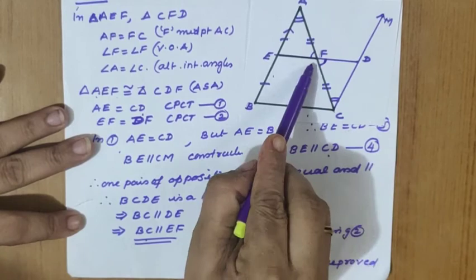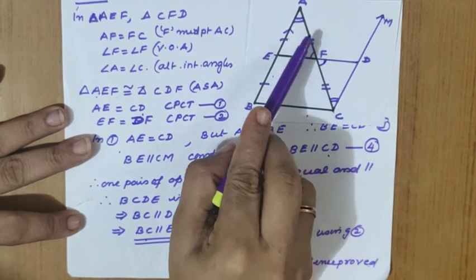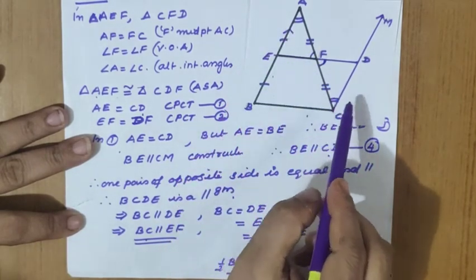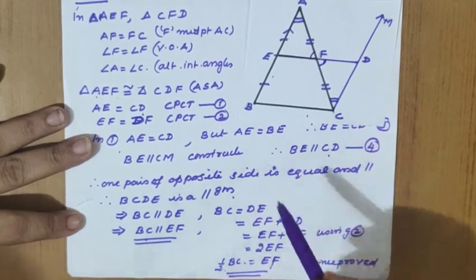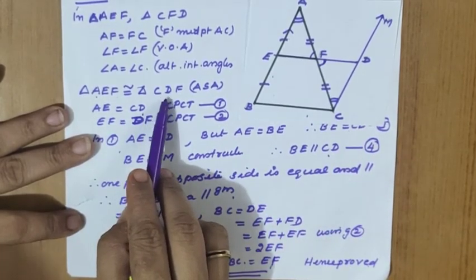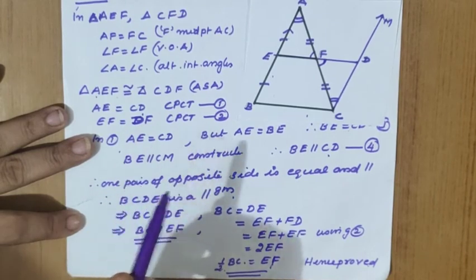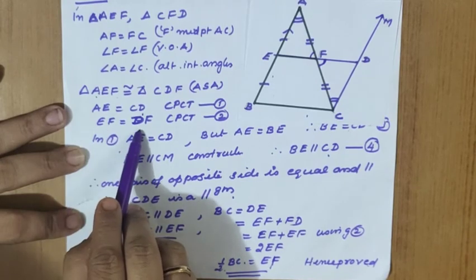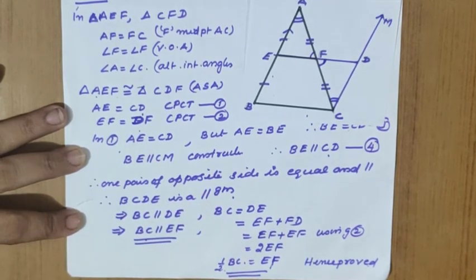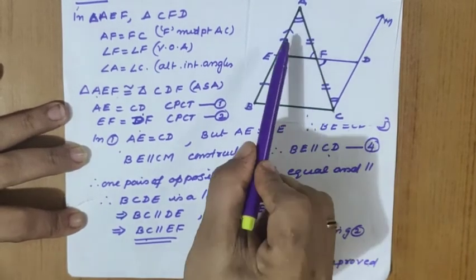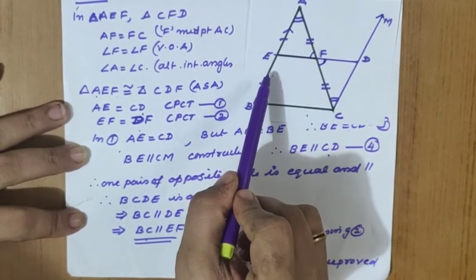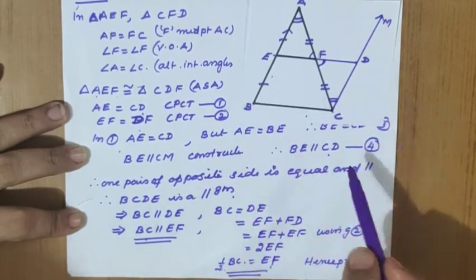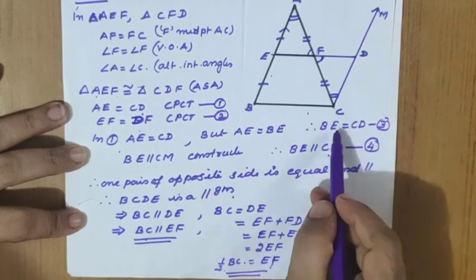ASA criteria. The first angle is F, vertically opposite angle. A and C are the alternate interior angles. Then AF equal to FC, that is the midpoint property. So we got triangle AEF congruent to triangle CDF by ASA. By this CPCT we can write AE equal to CD and EF equal to DF. Now AE equal to CD. But we know that AE and BE are also equal by the midpoint. So when AE equal to CD, BE is also equal to CD. So we got BE equal to CD.